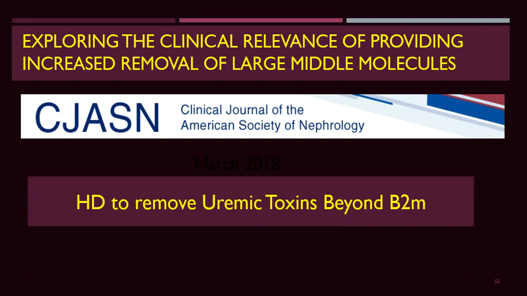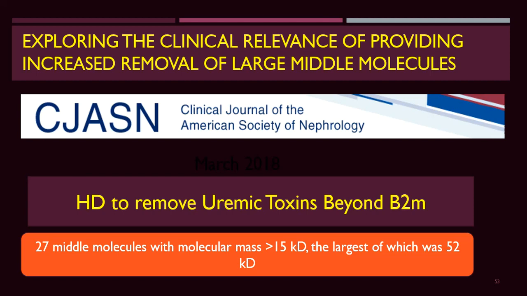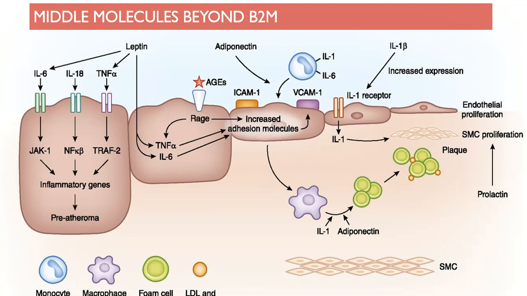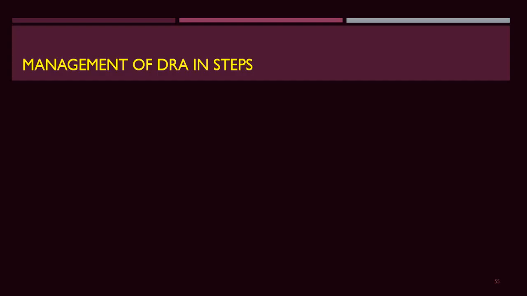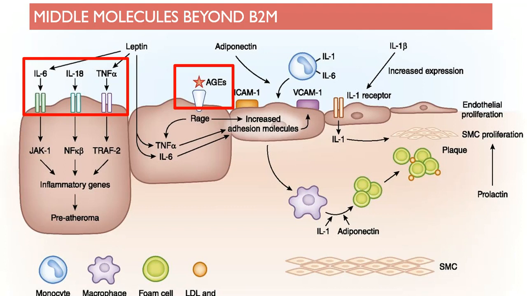Hemodialysis removes uremic toxins beyond beta 2 microglobulin as well, because beta 2 microglobulin is 11,000, but in addition there are at least 27 middle molecules bigger than beta 2 microglobulin, though it's considered the godfather of the middle molecules. This complicated diagram shows how cytokines, adipokines, and advanced glycation end products can induce atherosclerosis in patients on dialysis. So middle molecules beyond beta 2 microglobulin, like cytokines, essentially need to be prevented from production, and their secretion enhanced removal by the dialysis membrane.